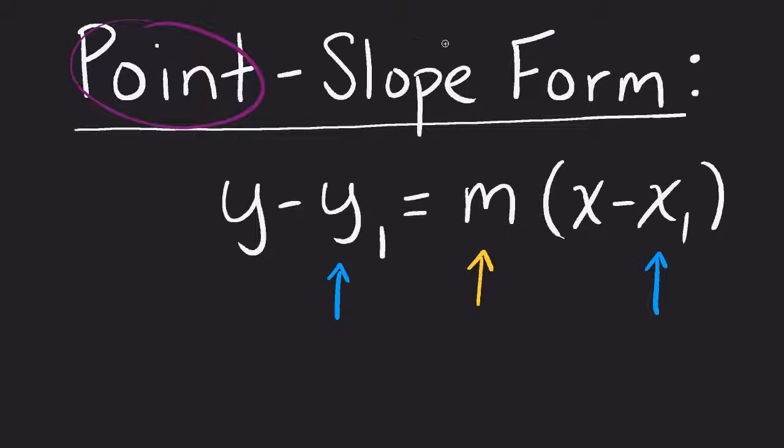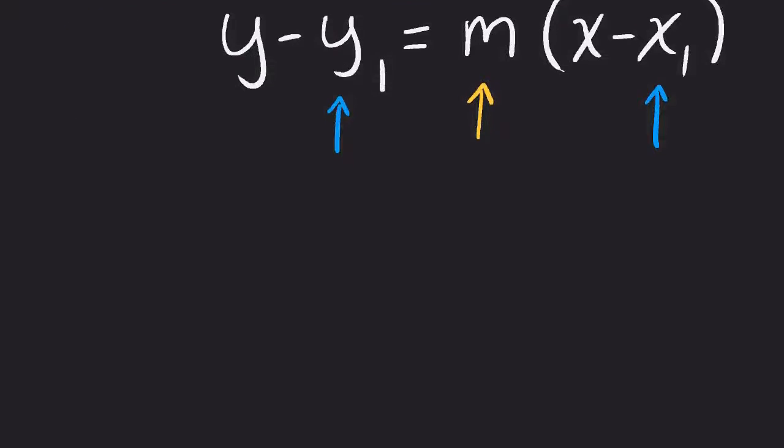We need a point and we need to know the slope. If we have those two key ingredients or two pieces of information, we can go ahead and write out our point slope form, and then we could use that for other things to translate that later. So let's go ahead and look at an example of what they might give us.